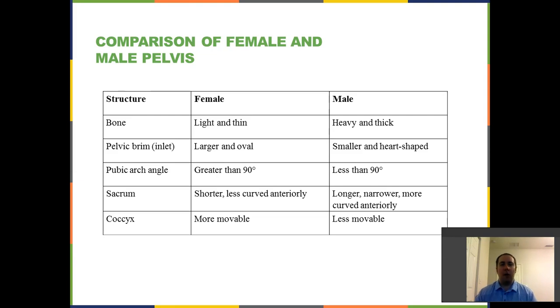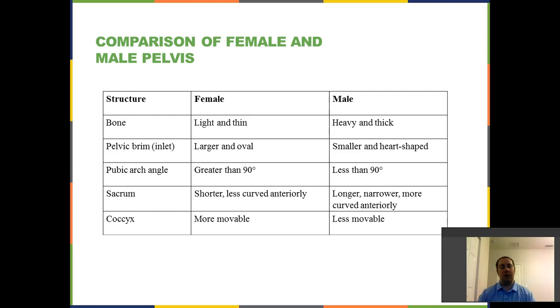There's a number of ways that they're different. We'll talk again about this in the skeletal system lab, and in that case, there'll be a diagram, and I'll point some of these things out. But one of them is how heavy the bones are in the male and the female. The bones in the male pelvis are heavier and thicker, whereas in the female, they are lighter and thinner.